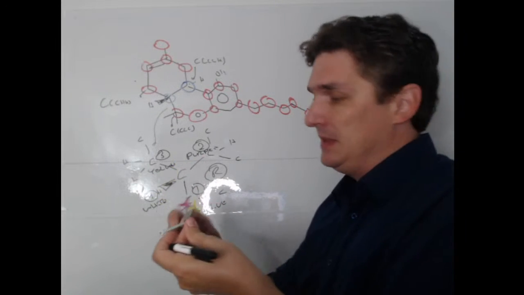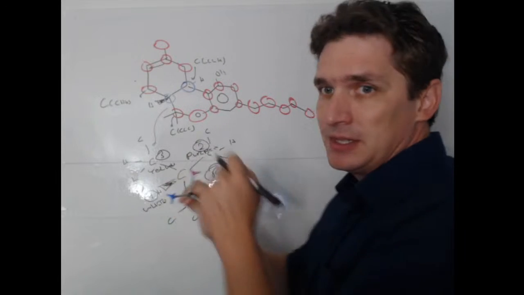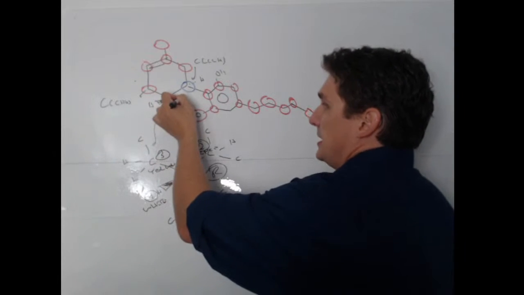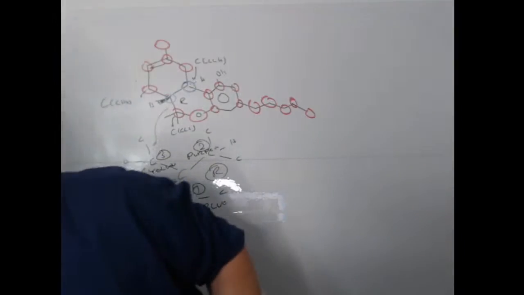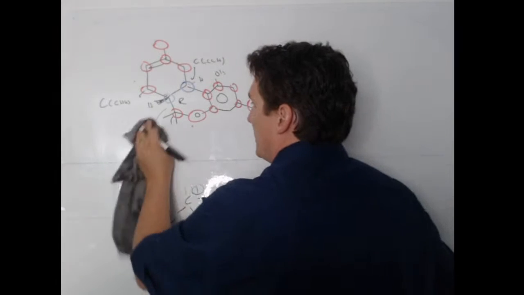And now I can turn it. What I see is that I've got blue, purple, yellow. This is clockwise rotation from your point of view. So it's R. So this chiral center here is the R chiral center. We can repeat this process for the other carbon.